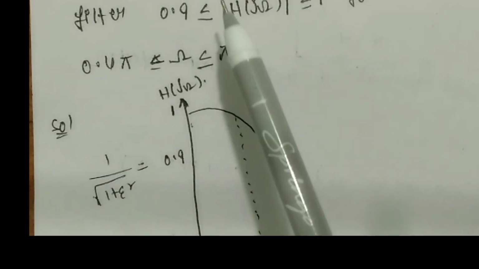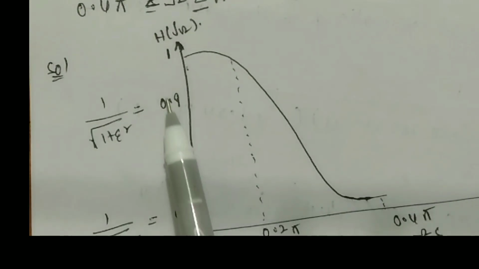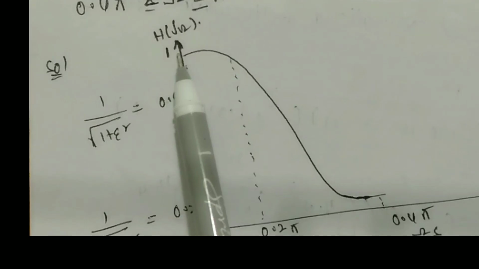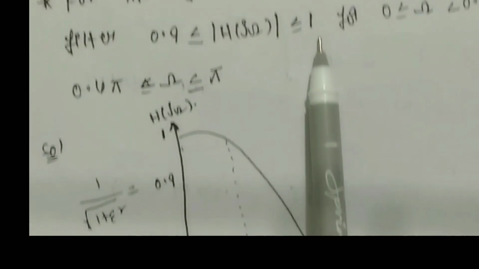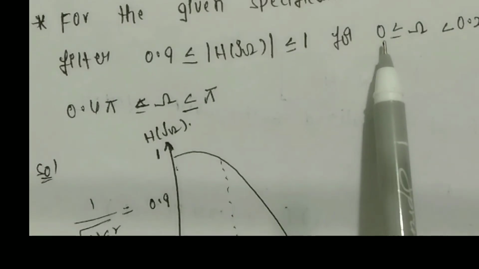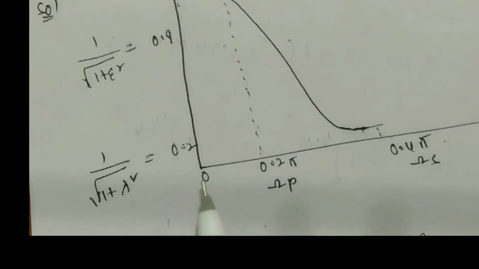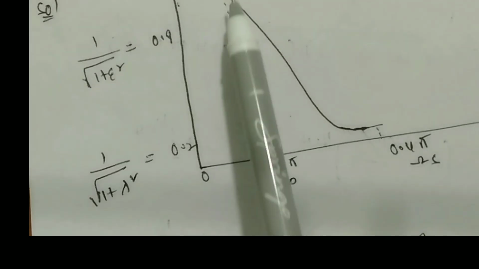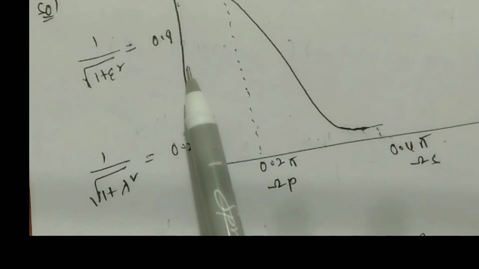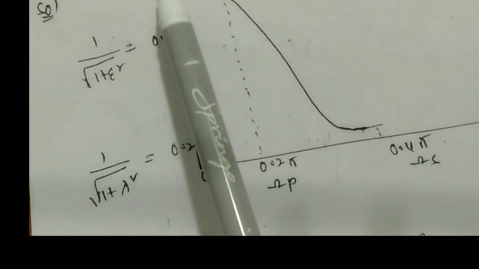See here, he said |H(jω)| is in between 0.9 and 1. So |H(jω)| lies between 0.9 and 1 when omega is ranging from 0 to 0.2 pi.